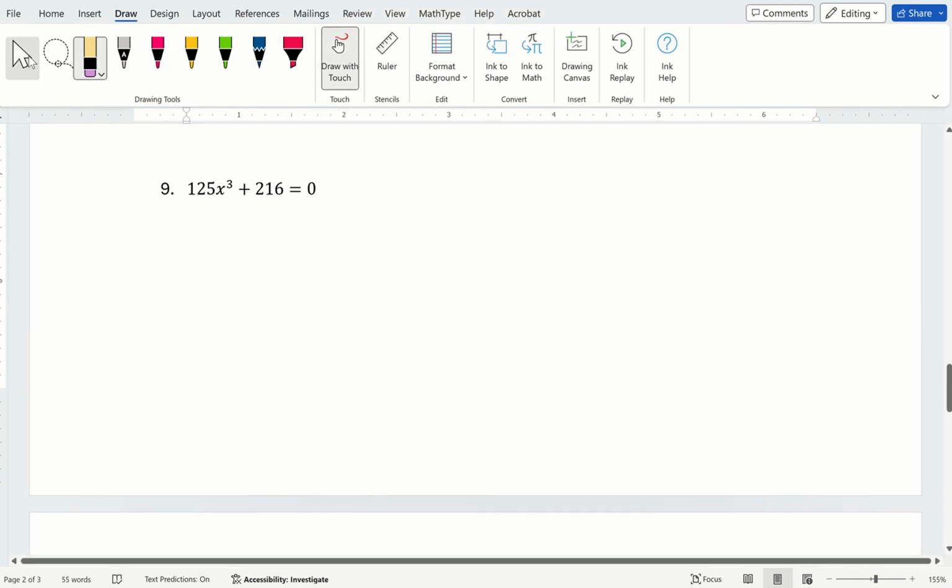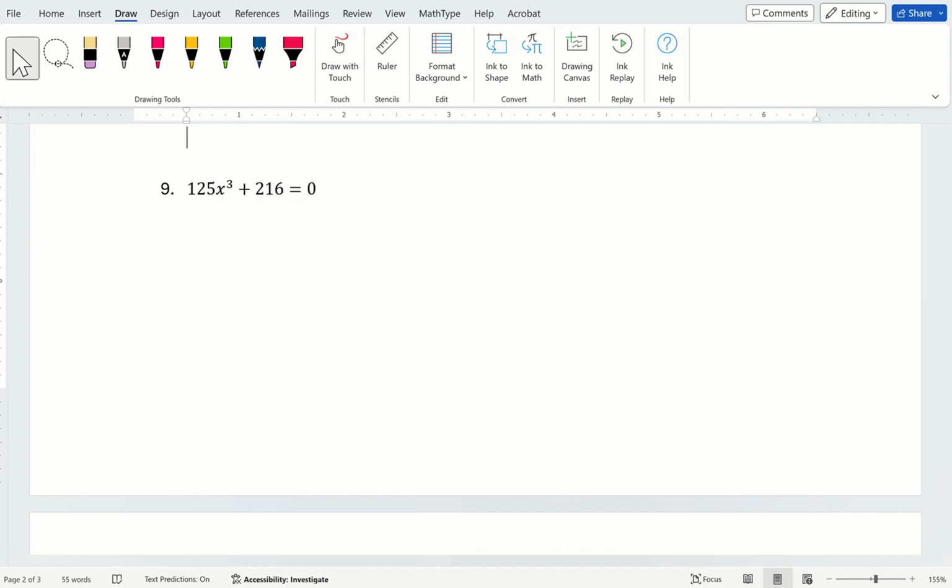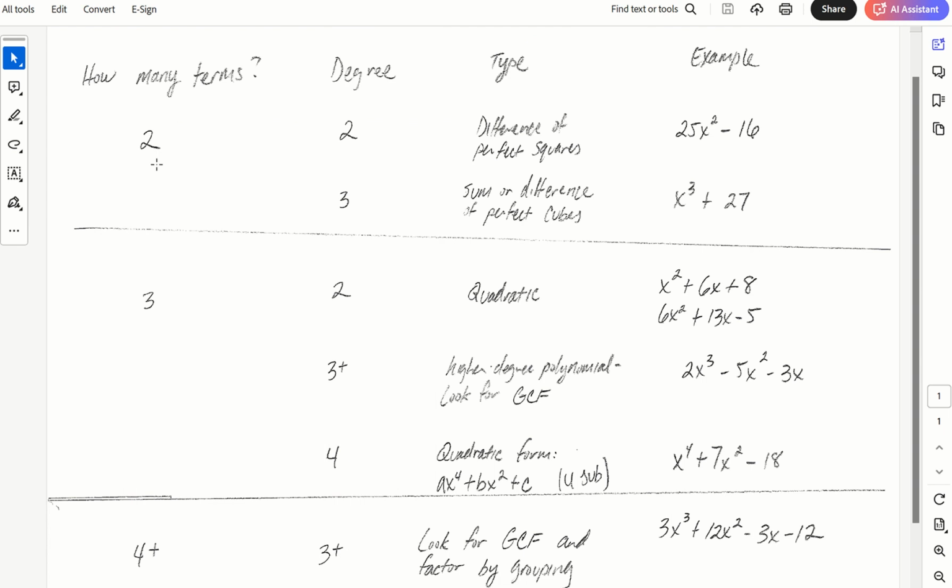Last example we're going to look at in this video is right here. So we have 125x cubed plus 216. Here we have two terms, and one of the terms has an x cubed. So if we go to our chart, how many terms? 2. What's the degree? 3. We might have a sum or difference of perfect cubes. That would look like some sort of perfect cube plus another perfect cube.